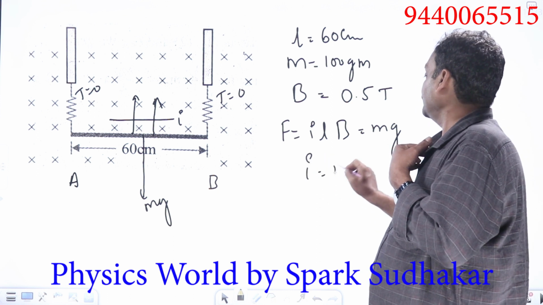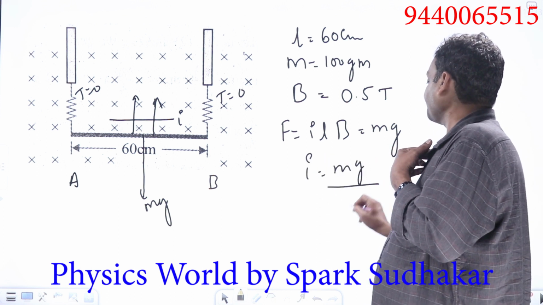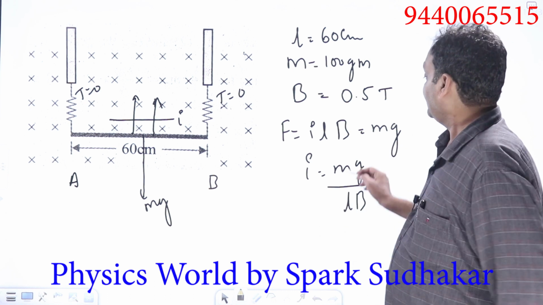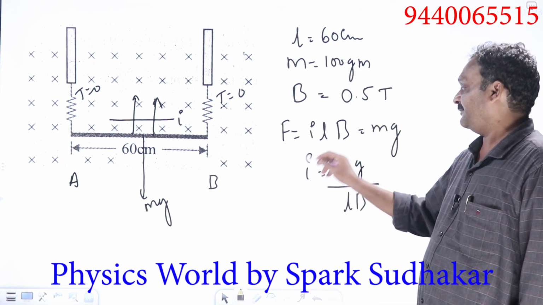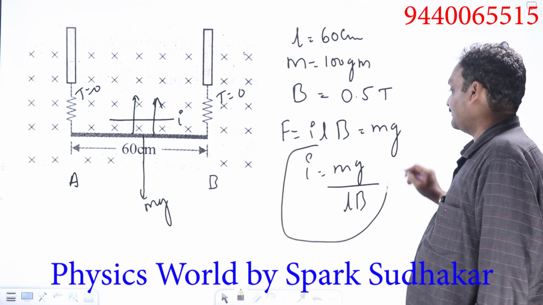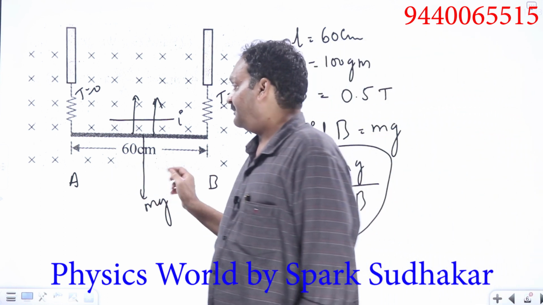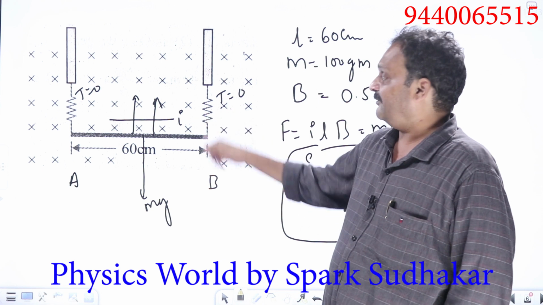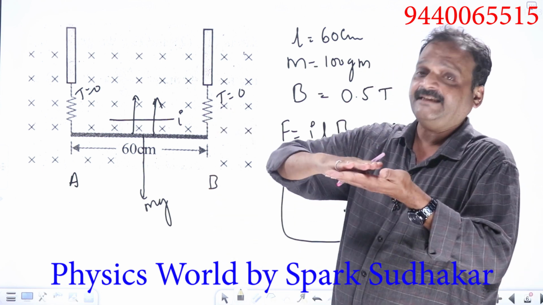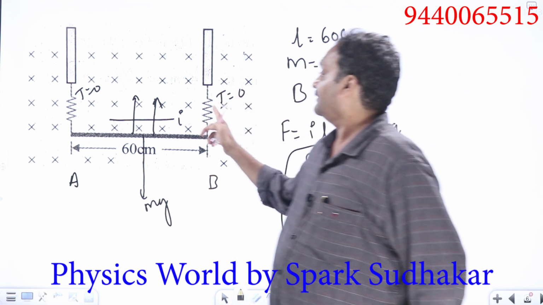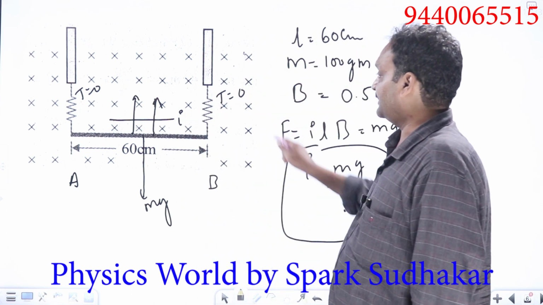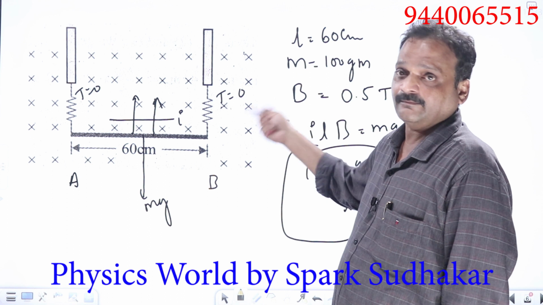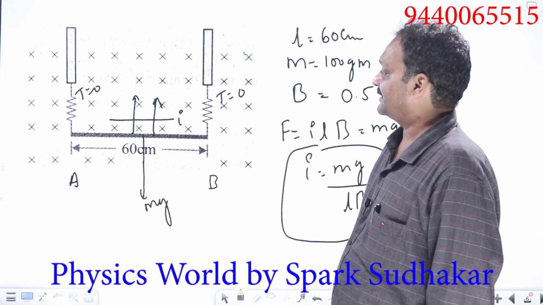Current I equals mg by LB. M is given, g is known, L is also given, right? B, if you substitute, that much amount of current should start flowing from A to B, such that the entire weight of the rod is managed by the magnetic force, such that the leads will not be under any tension. Okay, right? This is one way of asking questions.